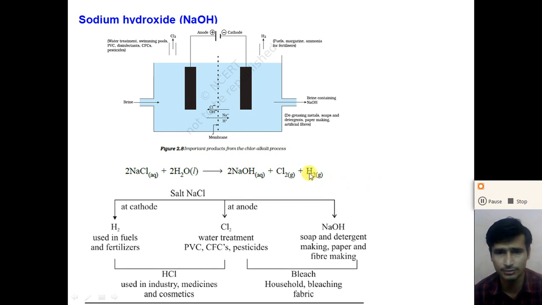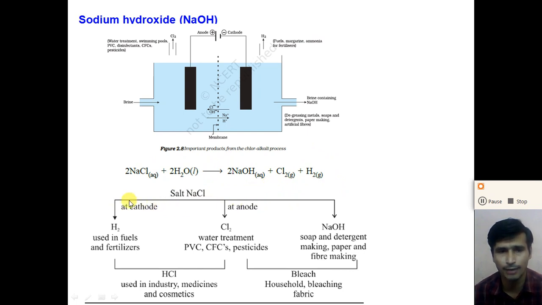Now to balance this equation, we need to add 2Na, so 2NaCl and 2H2O. This is the chemical reaction for the chlor-alkali process: NaCl reacts with water, and we get NaOH, Cl2 and H2. Cl2 and H2 are in the form of gas, whereas NaOH is obtained in the form of aqueous solution, right? All the products are used for different purposes.